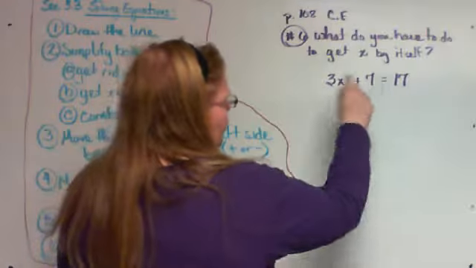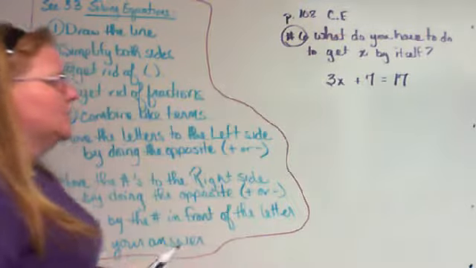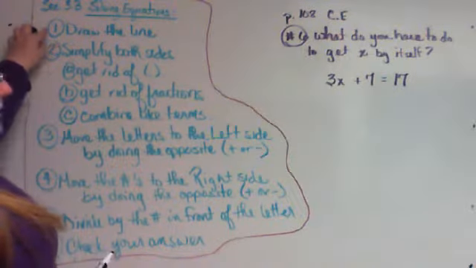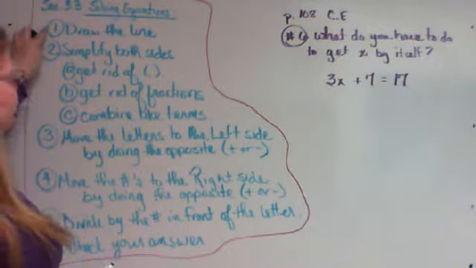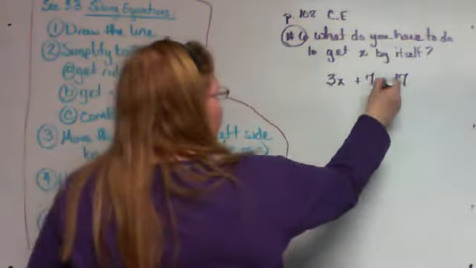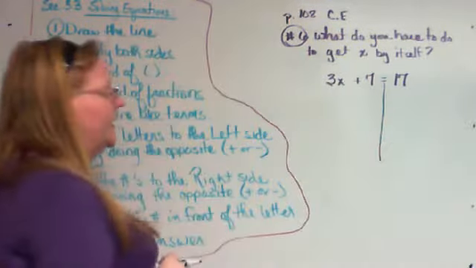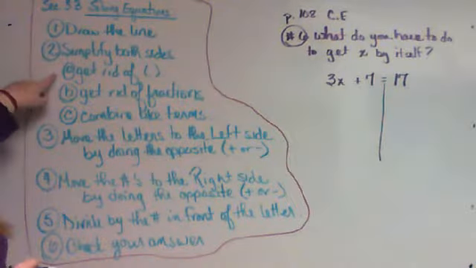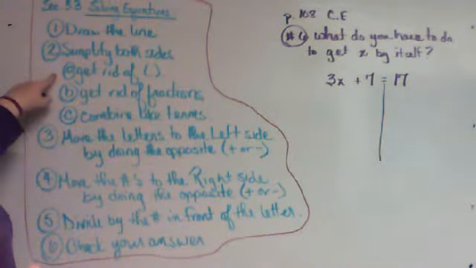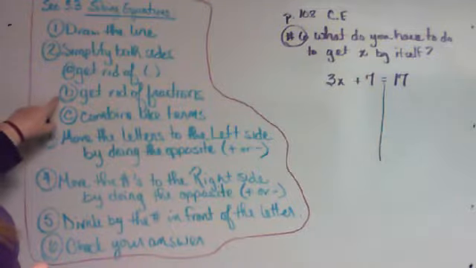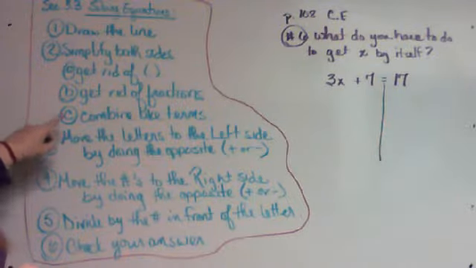So when I look at this, if I'm going through my list of things to do, I would draw the line, which is great. And then I'd simplify both sides. That means I need to get rid of any parentheses. We don't have any parentheses, so I don't have to worry about that. Get rid of any fractions. We don't have any fractions, so I don't have to worry about that.